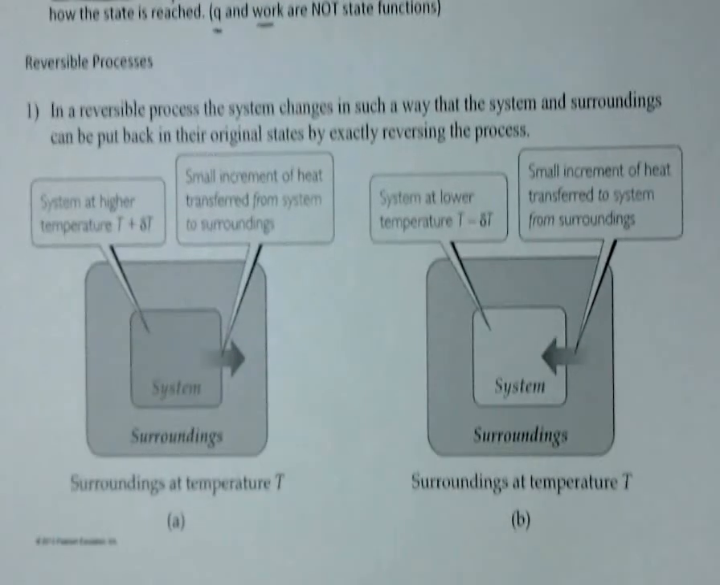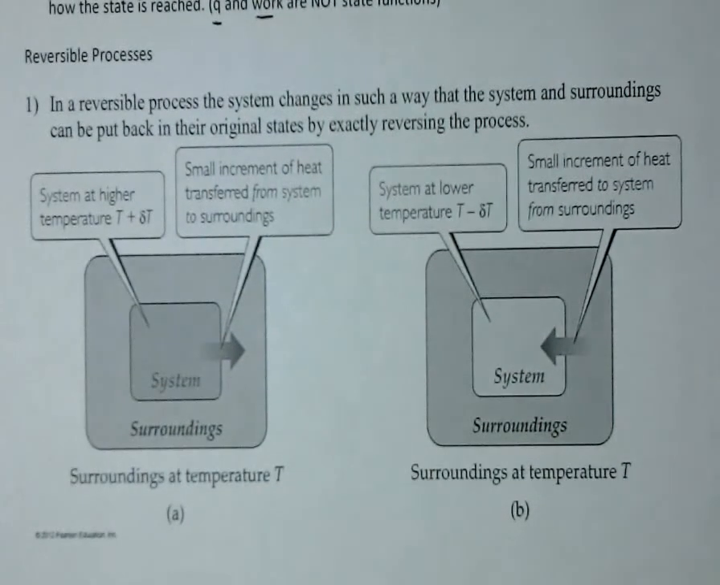And this kind of continues on with the idea of equilibrium and spontaneity. If a process is reversible, the system changes in such a way that the system and surroundings can be put back in their original states by exactly reversing the process. This figure does a really good job of showing how this works with my systems and surroundings examples earlier.